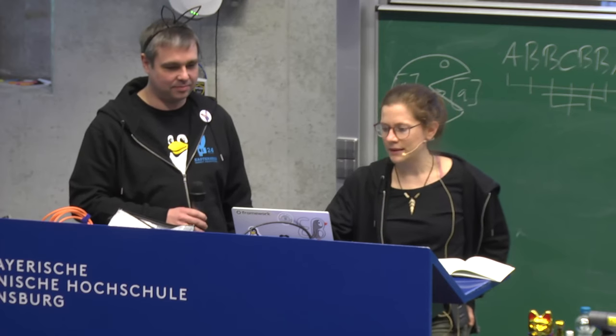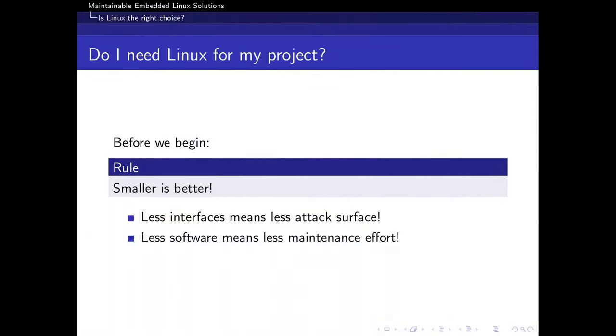So, I already introduced the topic. As a generic rule, we don't want to spend thousands of hours to maintain our solution, so smaller is better, because if we have less code, we have less to maintain, less interfaces, less attack surface, so overall we have just less effort. You might have heard just two days ago about the XZ issue. If you didn't have it in your image at all because you didn't need it, well, fine, you're not affected, nothing to do. So don't have stuff in there that you don't need. That's basically our rule: smaller is better.